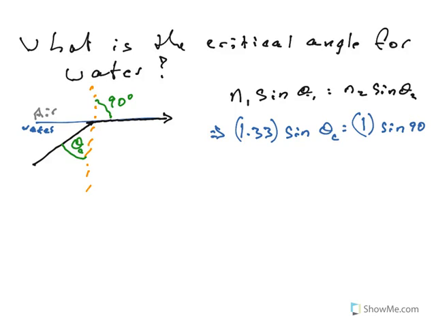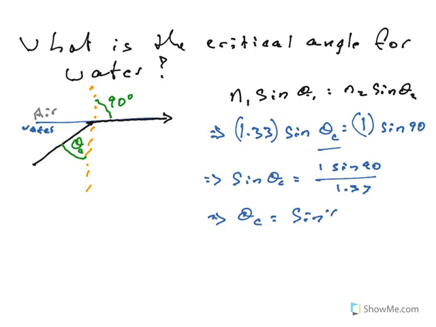All right, so here's our equation. I need to solve this for theta c. So, okay, get sine theta c by itself. Sine theta c equals 1 times sine of 90 over 1.33. Again, we just want theta c, so I take the inverse sine of both sides. So theta c equals inverse sine of sine of 90 is just 1. So this is 1 over 1.33. And you get 48.75 degrees.